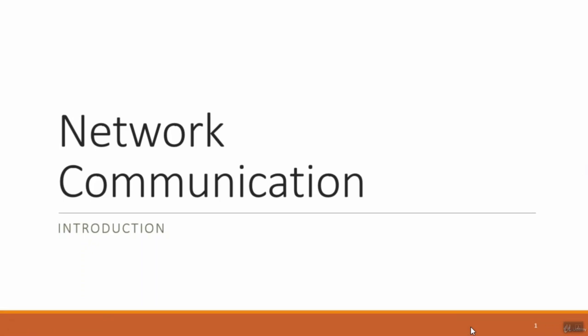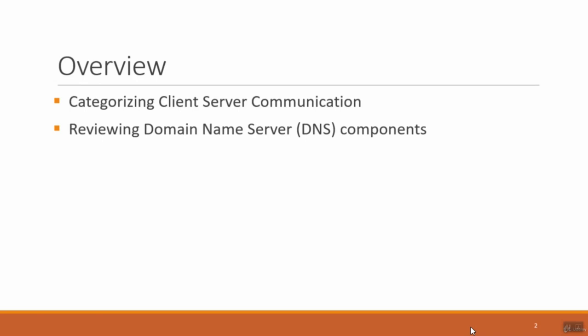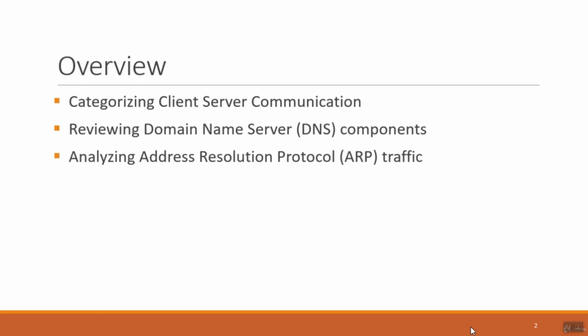We review what takes place when you communicate within a network. So what we're going to cover in this section is we're going to categorize the client-to-server communication. That is, how do clients and servers communicate at the network level? Once we've done this, we're going to look at the domain name server. Domain name server takes the human readable form and prepares it for the machine. Then we're going to look at the address resolution protocol. This is how we take our information and we apply it within the network.